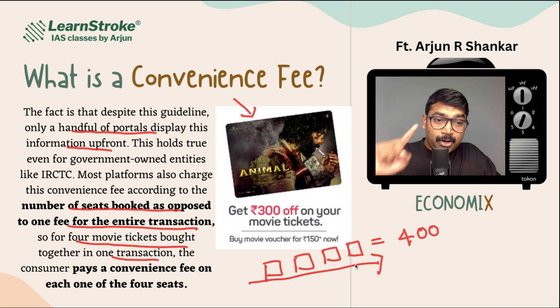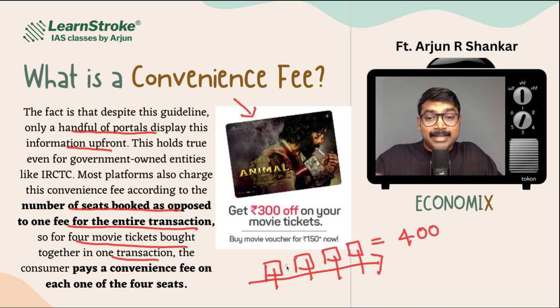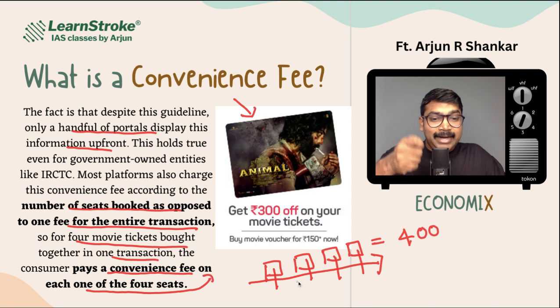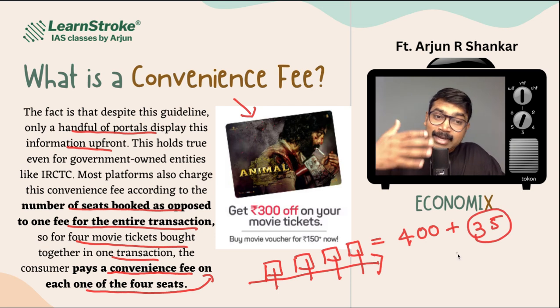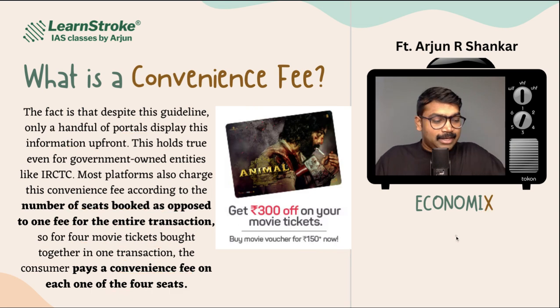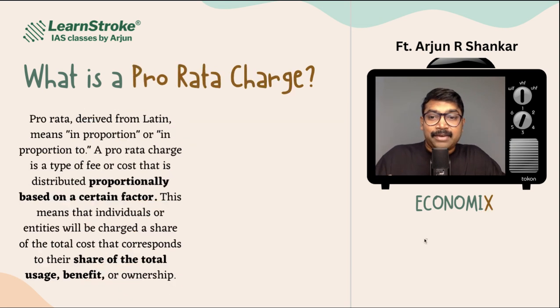So there is no single transaction fee. Sometimes what happens is that for each seat they will actually charge a transaction fee. So the consumer pays a convenience fee on each one of the 4 seats. Per seat there is a convenience fee that they're charging. So 400 plus, you might even get an extra charge of say 35 or 36 already added, and this is not including the GST, which is charged again. So please understand this concept. This is regarding the movie tickets that we see.